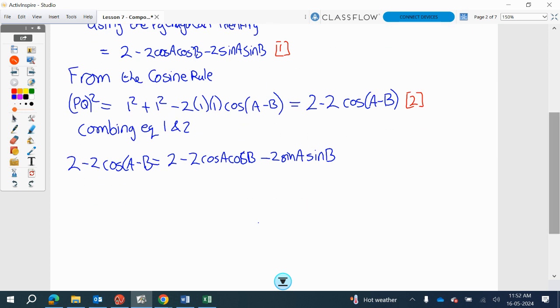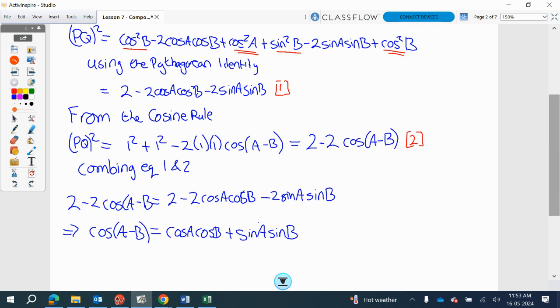I can take away 2 from both sides, and I can divide through by minus 2. And this is going to give me the cosine of A minus B is equal to the cosine of A cosine of B plus the sine of A sine of B. And this is the compound angle identity for the difference of cosine angles. So there's 6 compound angle identities, sine and cosine and tangent, plus and minus. They're all on the formula sheet.